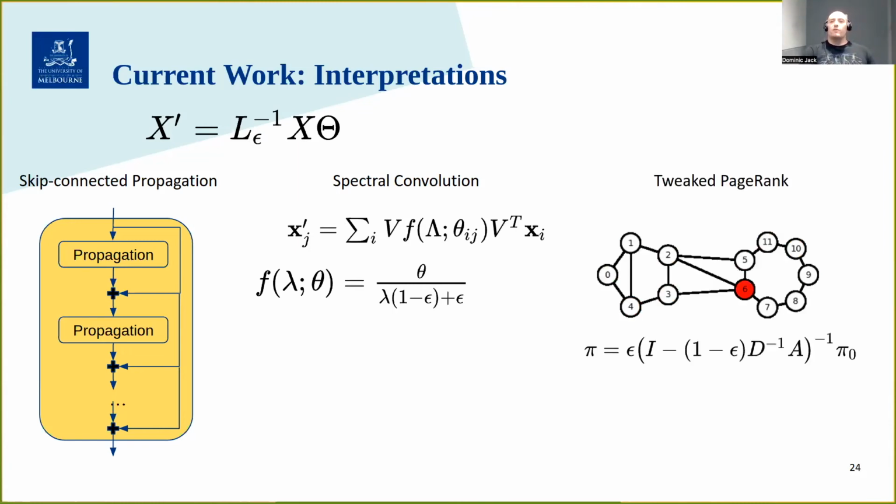The other way we can interpret it is like a tweaked PageRank. This is the formula for tweaked PageRank. So this is the formula for the original PageRank. The only thing we've got different is rather than D inverse A, we've got a symmetrically normalized A. So a D to the minus a half, A D to the minus a half. I also got this epsilon out the front, but that's just a scaling factor. So it's kind of nice that all of these things come back and loop around and have similar interpretations.